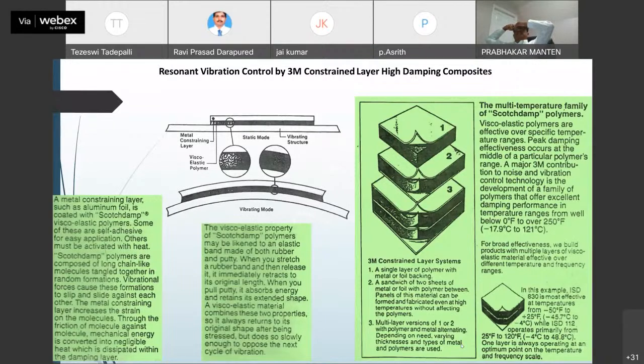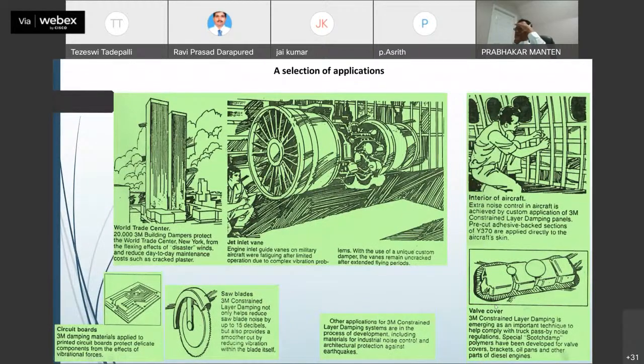So there are tremendous developments in this area. For broad effectiveness, we build products with multiple layers of viscoelastic material effective over different temperature and frequency ranges. In this example, ISD 830 is effective at temperatures from minus 50 to plus 25, while a different one, ISD 112, operates at another range. One layer is always operating at an optimum point on the temperature and frequency scale. These have been used in a selection of applications.